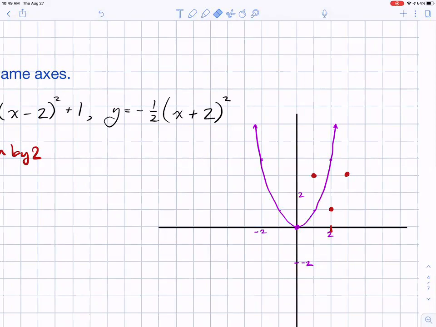Back to the origin. Go right, not with an eraser, Miss Roberts. Go right 2 and up 8. 2, 4, 6, 8. Here we go. And go left 2 and do the same thing. Now you have plenty to draw. Can you tell that this guy is skinnier than the original? Yeah, it was stretched vertically.